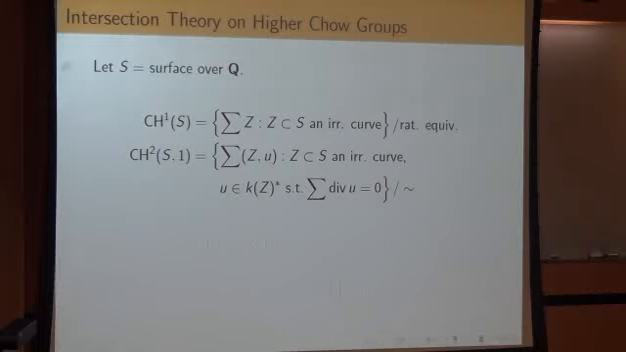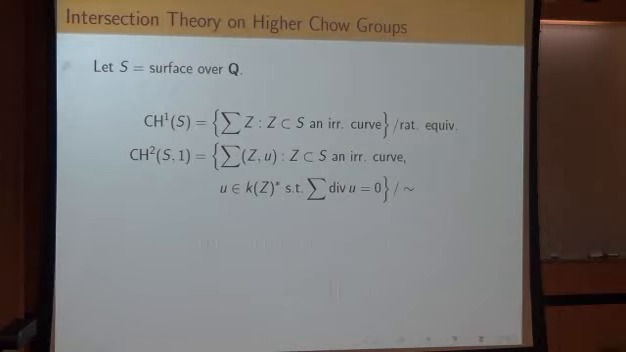Now what Bloch defined are generalizations of these Chow groups. This is a higher Chow group, Chow2 of S1. Now what is that? Chow2 of S1 for a surface S is a formal linear combination not just of an irreducible curve, but of the irreducible curve paired together with a function on that curve. And the condition that the functions have to satisfy is that the sum of the divisors has to be 0 on the surface. So each curve has its own divisor, which won't be 0. It'll be some zero set minus some polar set.